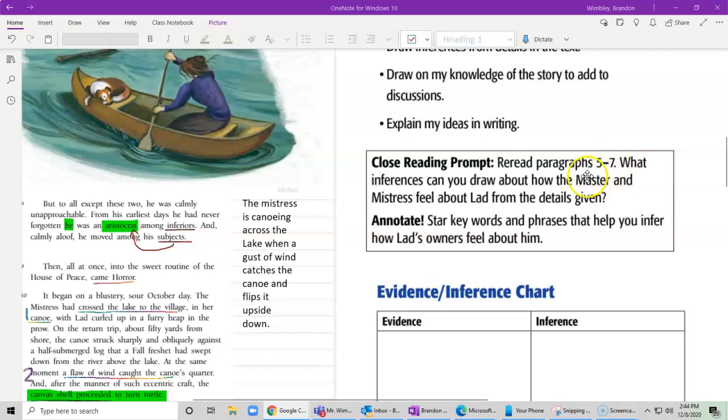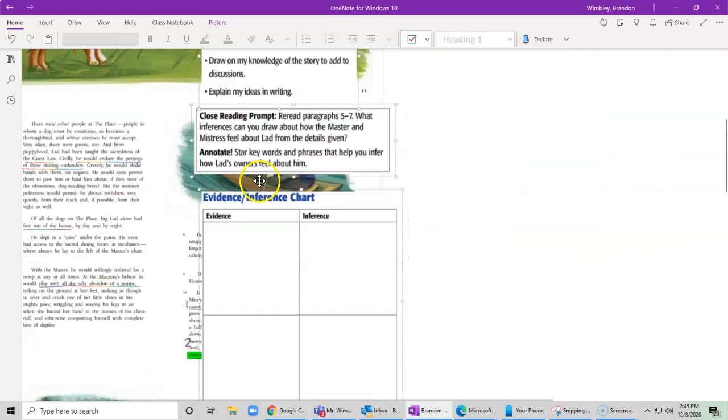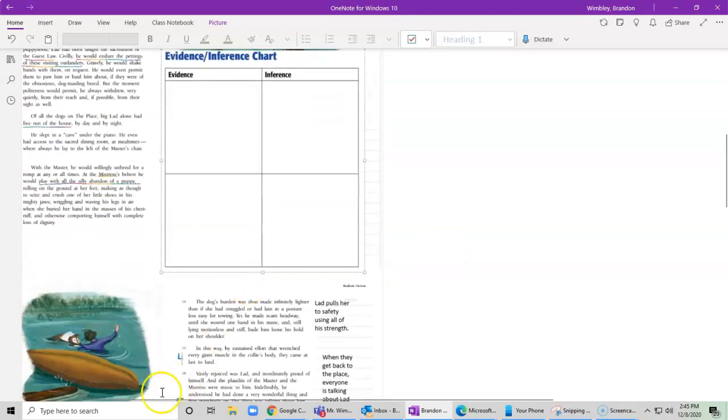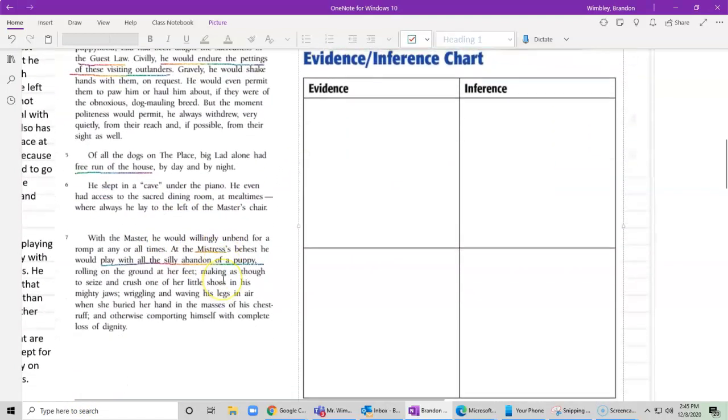Read paragraphs 5 through 7. What inferences can you draw about how the master and mistress feel about Lad from the details given? And that's telling us how it wants us to annotate. It says star keywords and phrases that help you infer, that help you guess how Lad's owners feel about him. So we have this chart that we're going to fill out. But before we even do that, what do we need to do? We need to read those paragraphs, paragraphs 5 through 7.